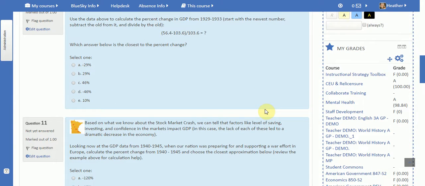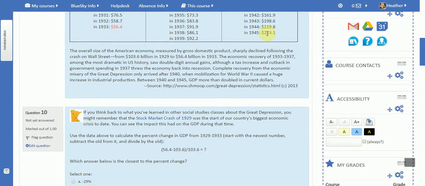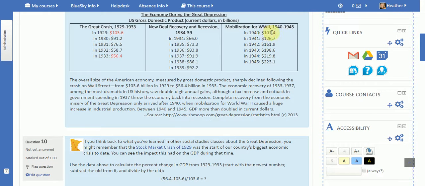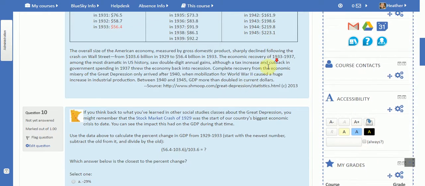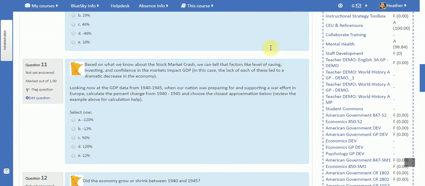that percent change? So we're going to use the same format, and we're going to start with the newest number, which is 223.1. We're going to subtract 101.4, and then we're going to divide by the old 101.4, and that will be your answer for number 11. I'm going to let you do that one on your own.